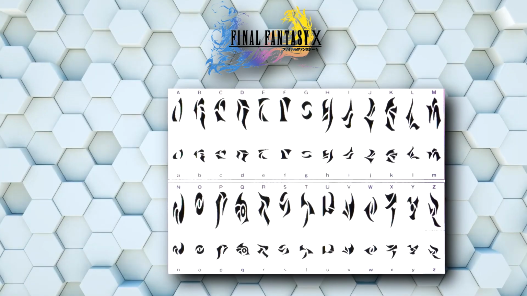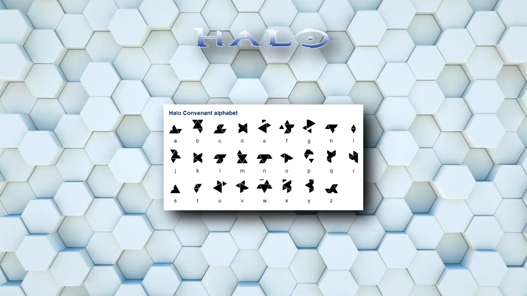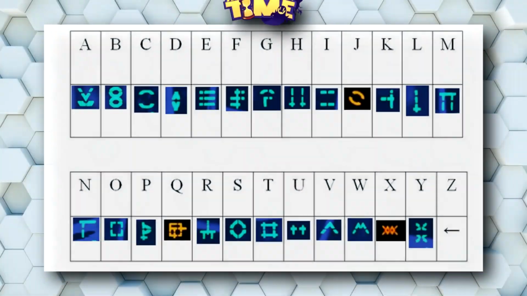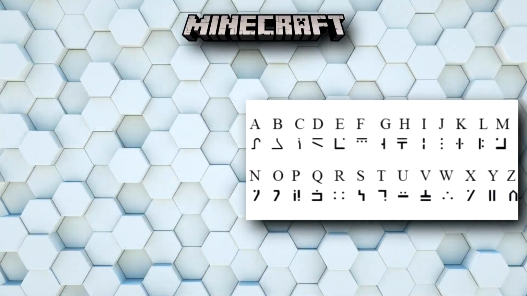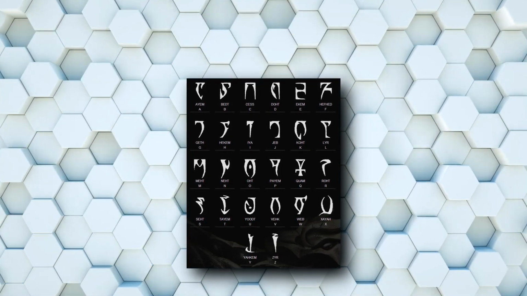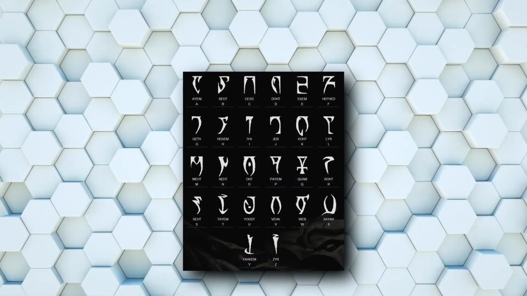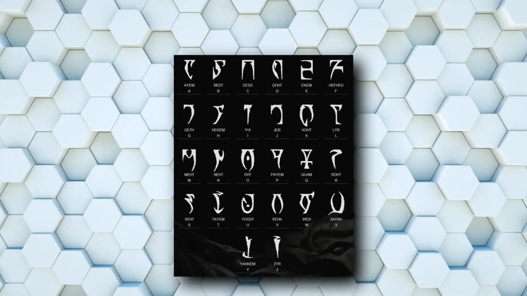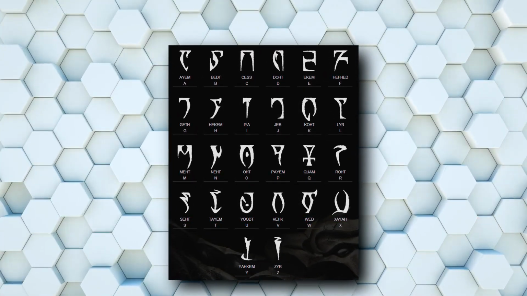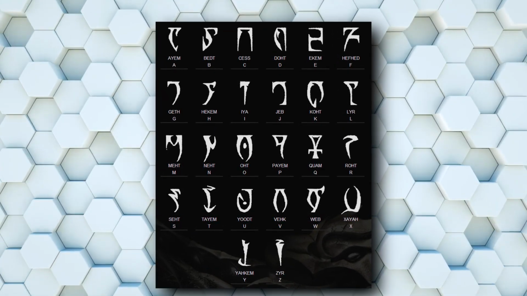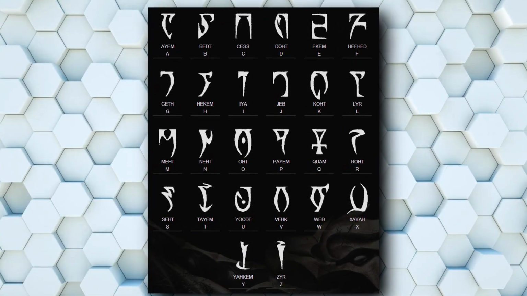We can also see it in Final Fantasy X with the Albert language, the Covenant language in Halo, the Saurian language in Star Fox Adventures, the one that appears in A Hat in Time, Minecraft, or the Daedric language in Skyrim. To make it more interesting, you can do as the last one, which, although it is a simple substitution, each character has its own pronunciation totally different from English or Spanish. And if you want it to be read and be minimally pronounceable, the most common thing is to exchange vowels on the one hand and consonants on the other.